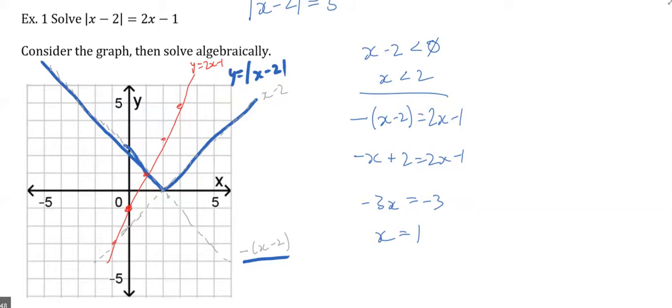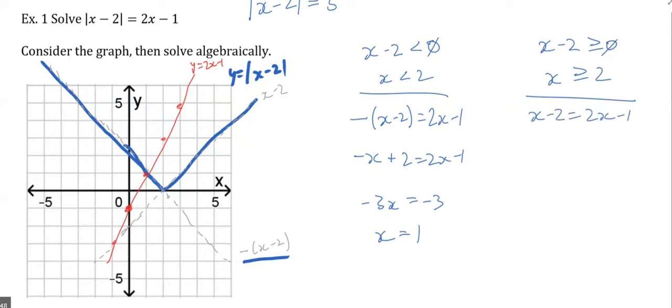When x minus 2 is greater than or equal to 0, which happens when x is greater than or equal to 2, this is case number 2. I just use the regular one: x minus 2 equals 2x minus 1. So I'm going to bring the 2x over, subtract it, I get negative x, and bring the negative 2 over and add it, equals 1, so x equals negative 1. A solution. So how do we interpret this?